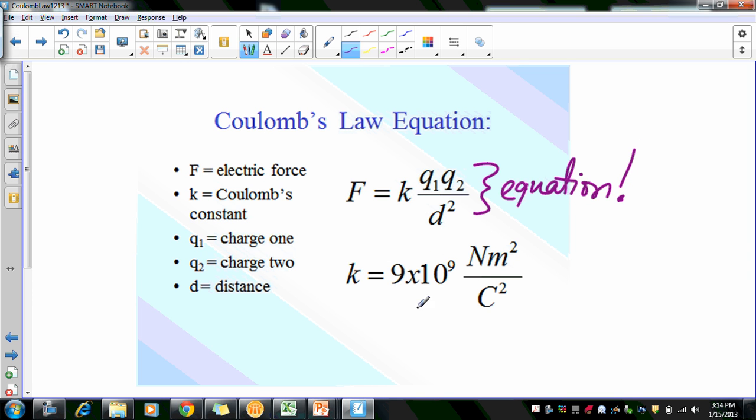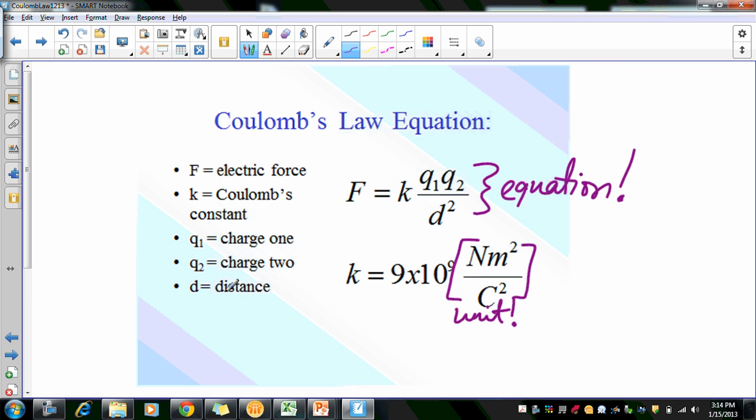K is just a constant, just like our big G was just a constant. This is a number. This is a unit. So this is just a number with a unit. So it's like 9.8, just like we did with little g. So F is force, K is Coulomb's constant, Q1 and Q2 are your charges, and D is your distance.